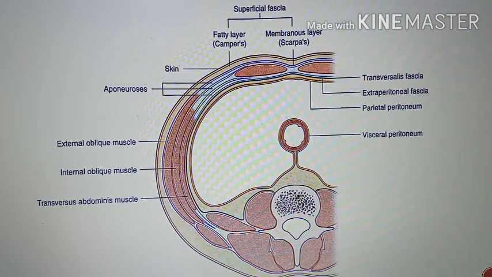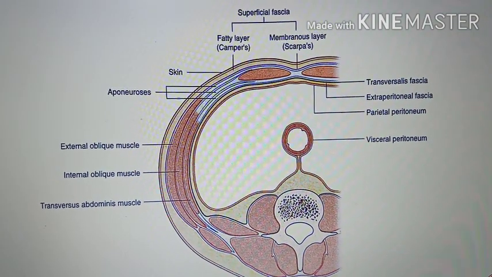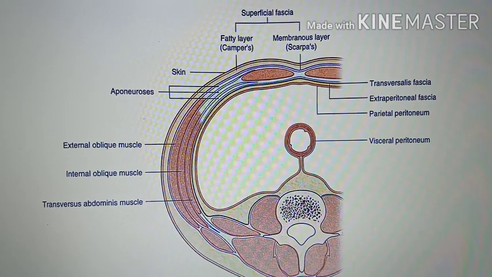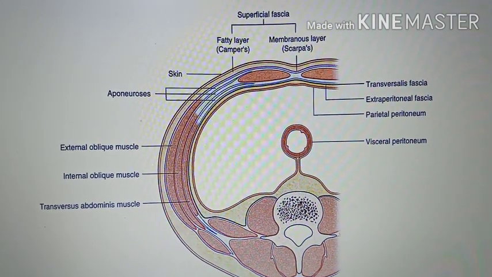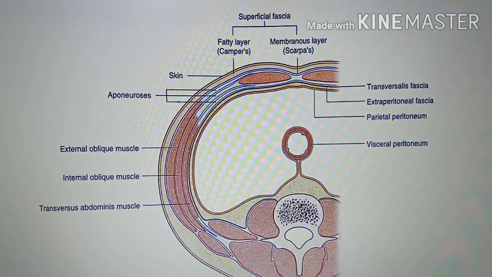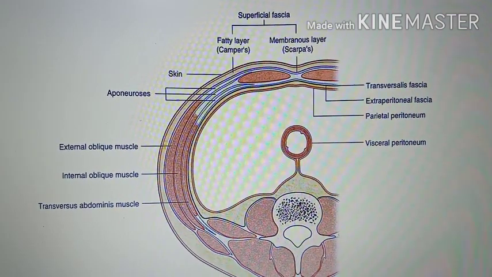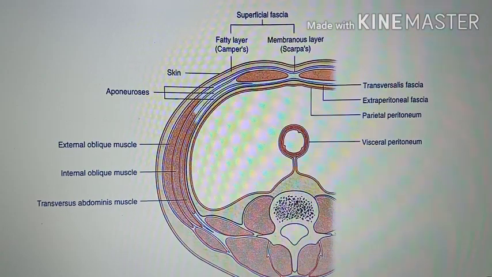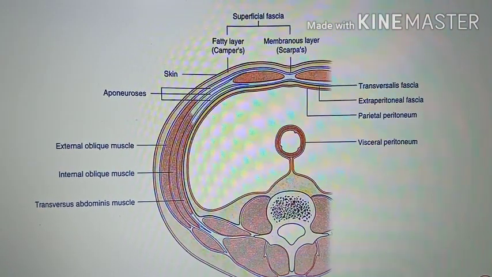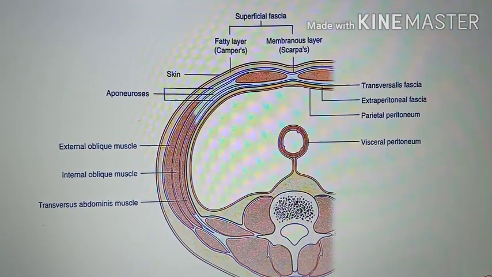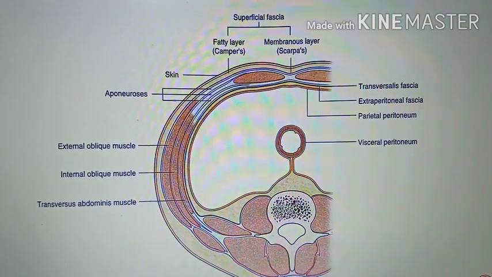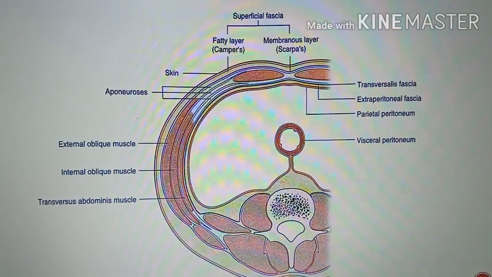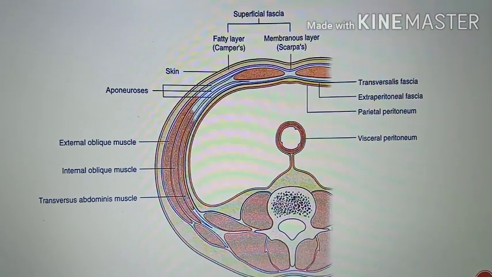It also helps in coughing and vomiting. Third, it compresses the abdominal contents to increase the intra-abdominal pressure. So it also helps in parturition, that is during childbirth, then micturition, that is urination, as well as defecation. Then it moves the trunk to maintain posture, and it is also involved in heavy weight lifting.